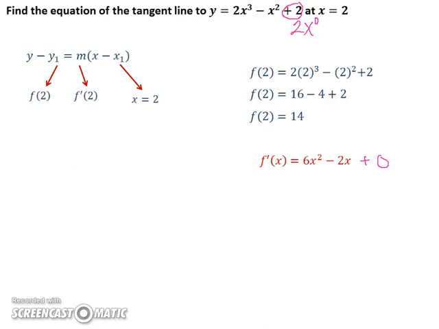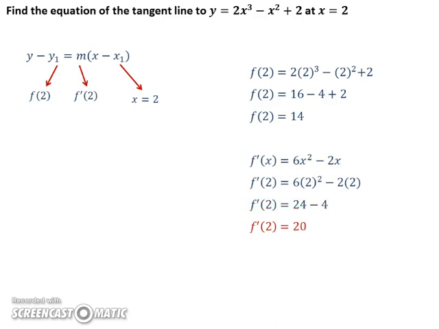And now we just need to plug in a 2 so we can get the slope at the point x equals 2. So this will be 6 times 4, and then 2 times 2. So the derivative is 20. So that's it. You just plug in what you know. This is going to be a 2, this will be a 14, this will be a 20.